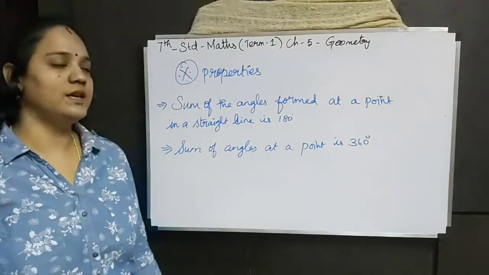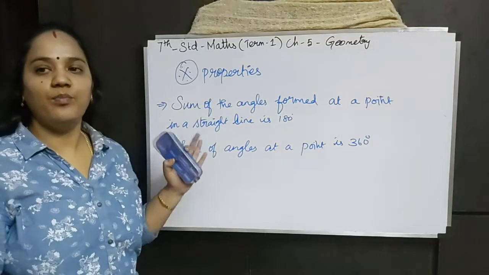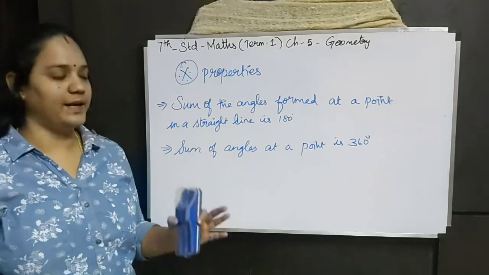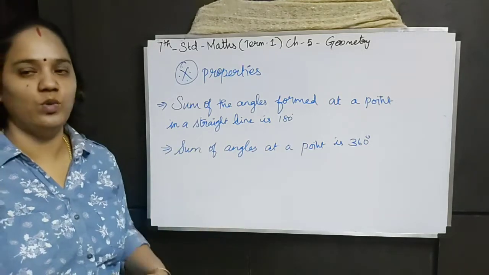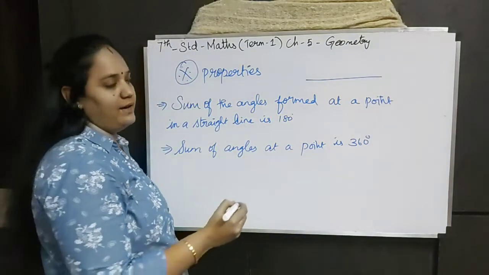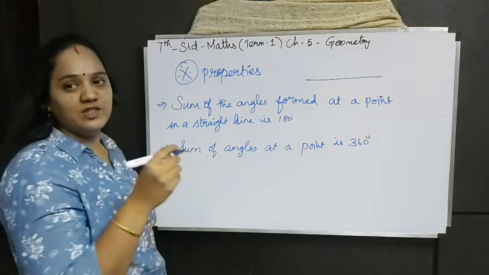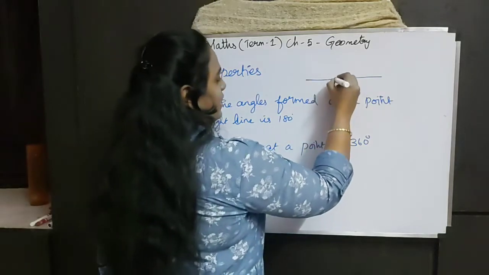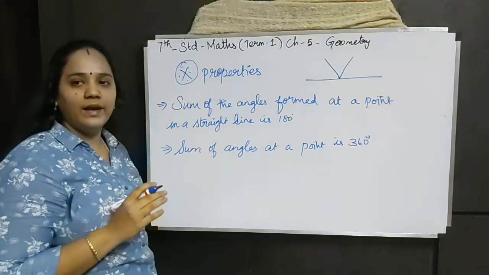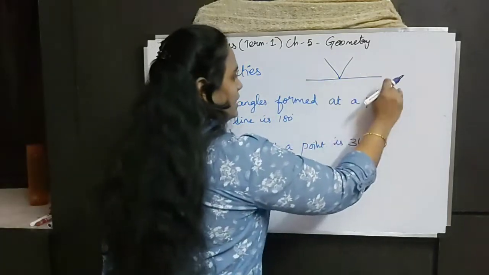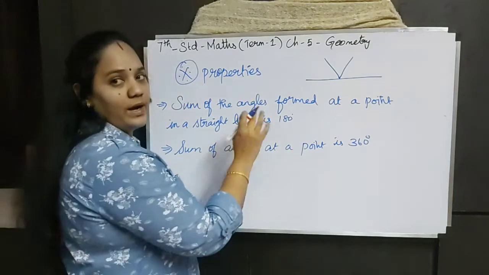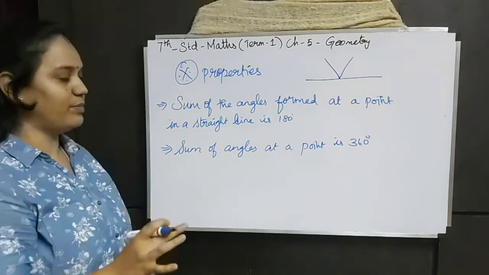Now we are going to see some important properties. The sum of the angles formed at a point in a straight line is 180 degrees. The sum of angles in a straight line is 180 degrees. If you are adding any angles on the line, the total will be 180 degrees. That is one property.